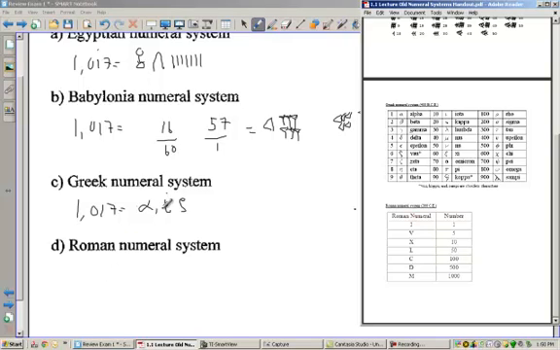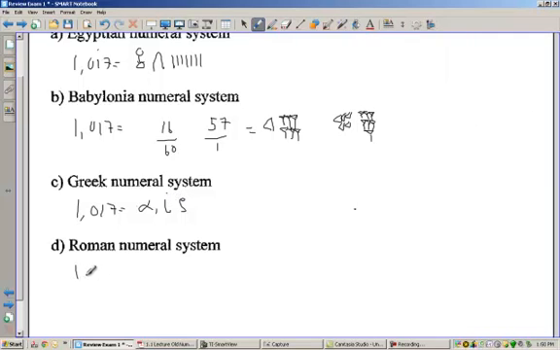Notice there's no symbol for 0 in the Greek numeral system, so you just leave it blank. Just put an I there, which represents 10, and then 7. So that's 1,017 things. In the Greek numeral system, this is relatively simple.